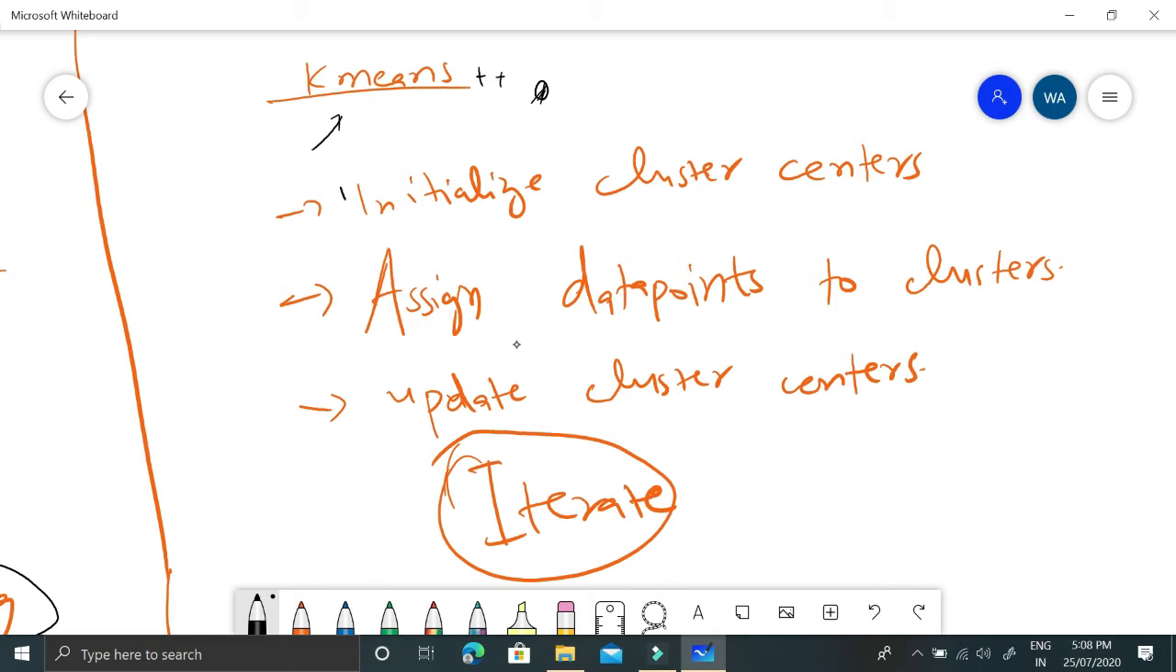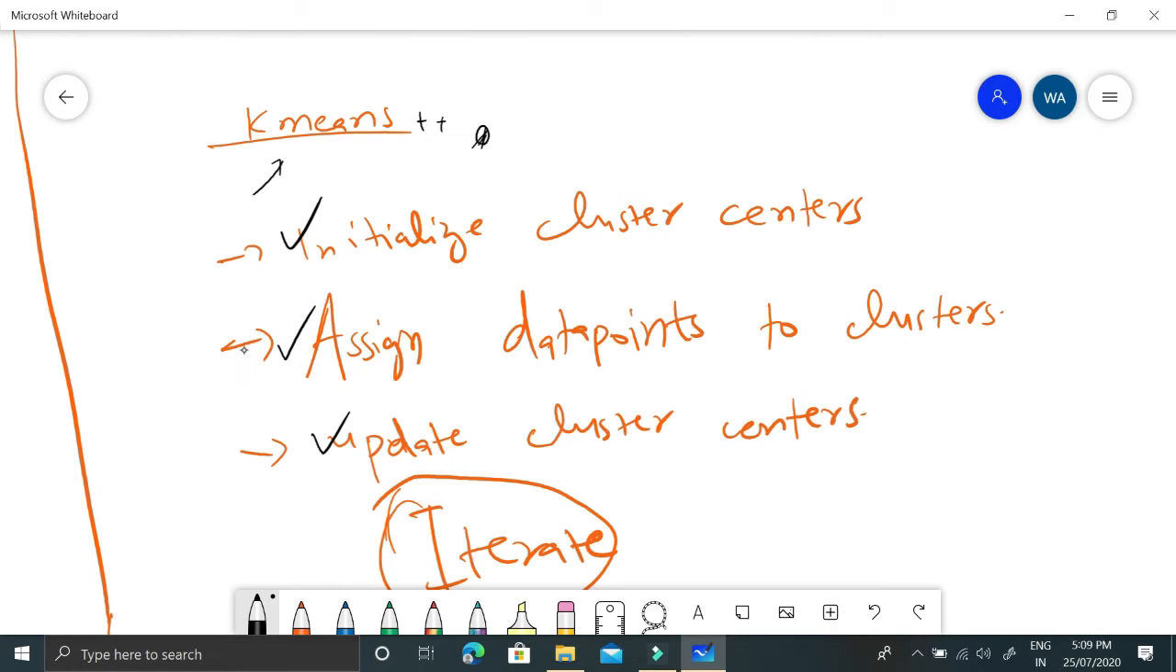So the basic idea is to initialize the cluster centers in k-means. We assign the data points to the nearest cluster. We update the cluster centers based on the assigned data points using the mean value. We iterate these steps again and again until we converge. There is a local minima problem, so we do random initialization again and again. Secondly, we do random initialization in such a way that the cluster centers are initialized as far away as possible.